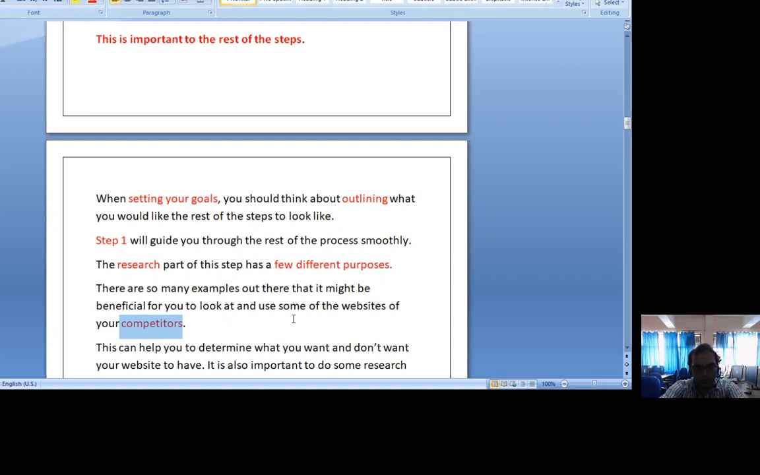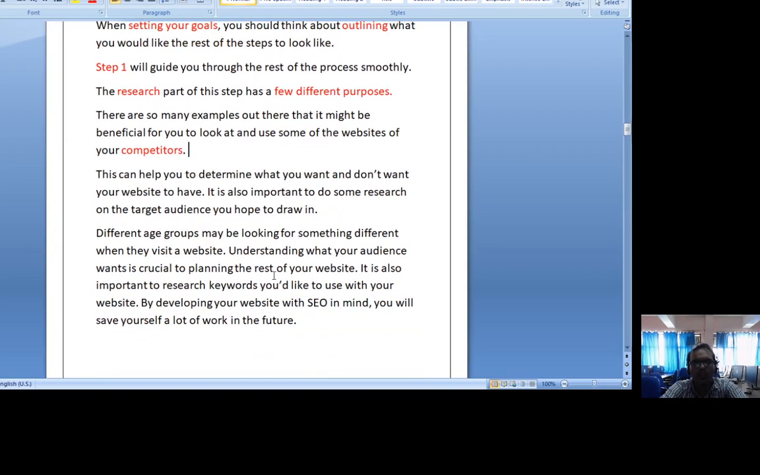Now let's move on. There are so many examples out there that it might be beneficial for you to look at how competitors take care of those things. When Facebook was launched, its next competitor was Orkut, but Orkut was not able to survive, even though it was bought by Google at the time. Why was it not able to survive? In my understanding, Orkut's load time was much longer than Facebook's. In the initial days of Facebook, in 2003 to 2004, data processing was slow in third world countries like India and Brazil.